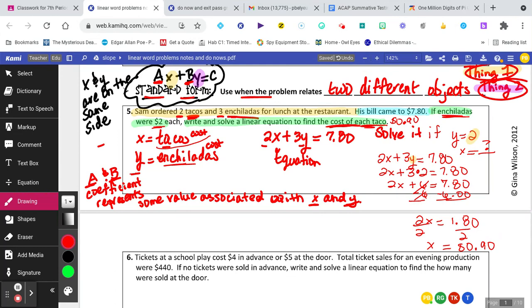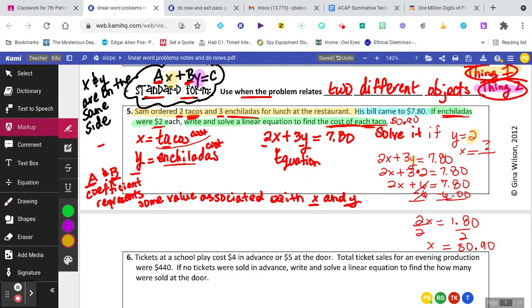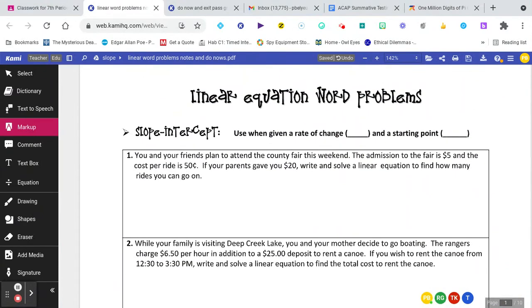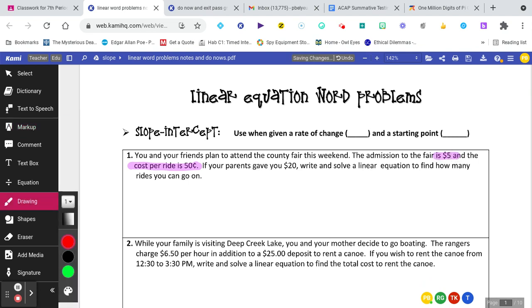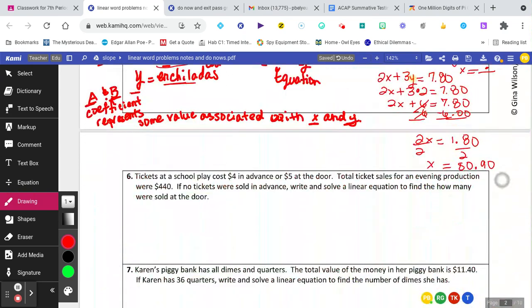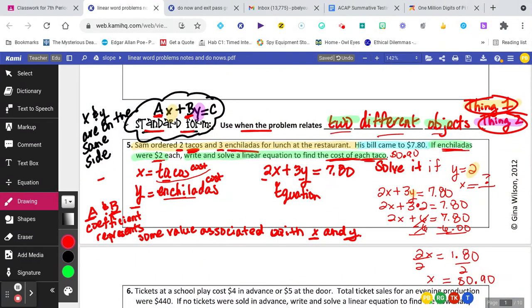So again, just as a recap, if you have 2 different objects, guys, then you can use standard form ax plus by equals c. But yesterday, if you see a rate of change, a unit rate, and a starting point, use y equals mx plus b, because this is m and this is b. But here, these 2 different objects represent an x and a y. Okay?